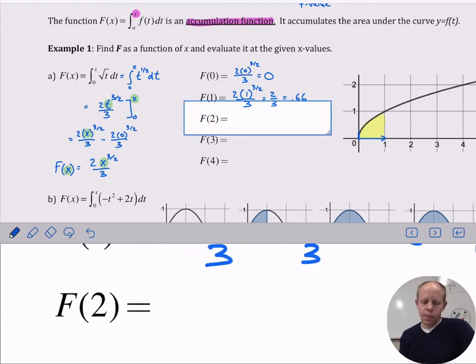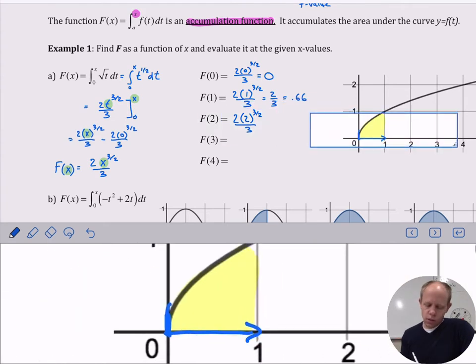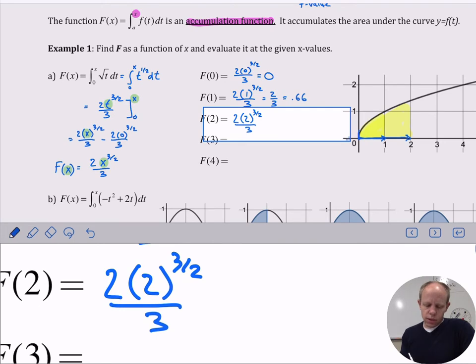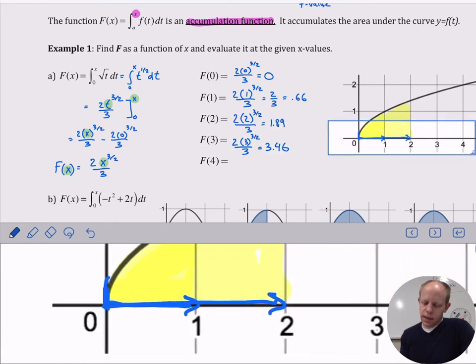Now if we go capital F at 2, we're going to have 2 times 2 to the 3/2 over 3. Okay, so now this is going to go all the way from 0 to 2, and we're going to now get all of this area in there. So I'll just give you the decimal, this is about 1.89. If we went all the way to 3 now, we'll have 2 times 3 to the 3/2 over 3. And when you calculate this, you get 3.46. And again, that's 0 to 3, and it's going to give us all of this area now.